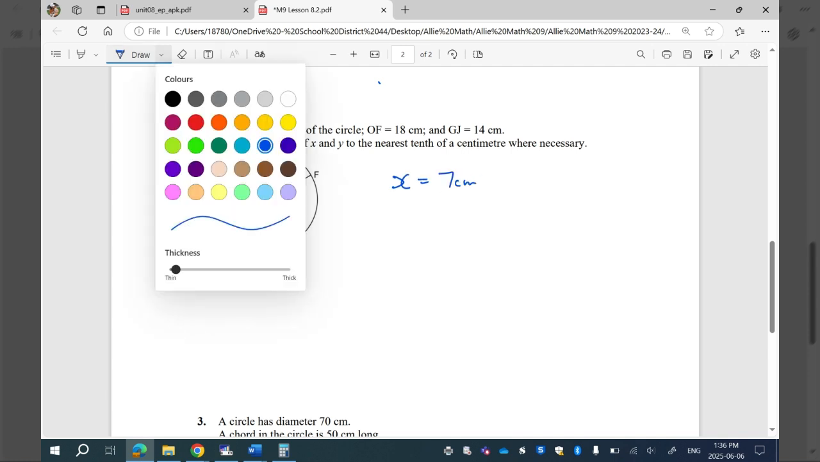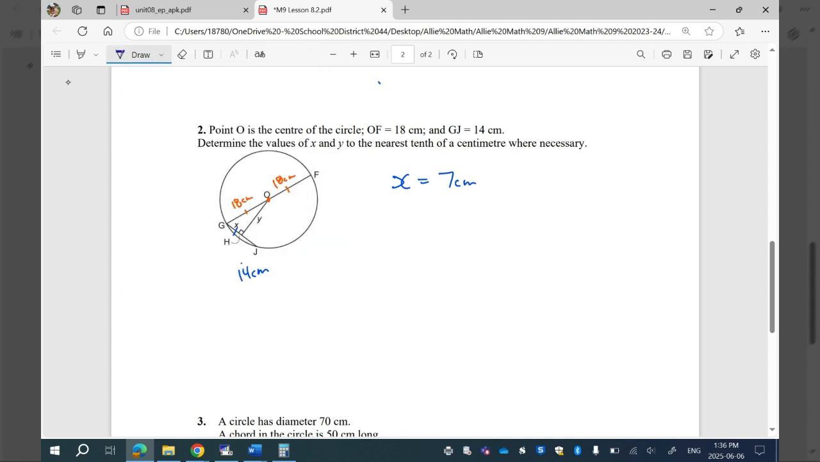So we want to show that this whole thing is 14, therefore that's 7 centimeters, and that right there is 7 centimeters as well, because together they make 14 centimeters. And because this meets at a 90-degree angle, we know that it is perpendicular, therefore it bisects the chord and splits that into two equal parts.